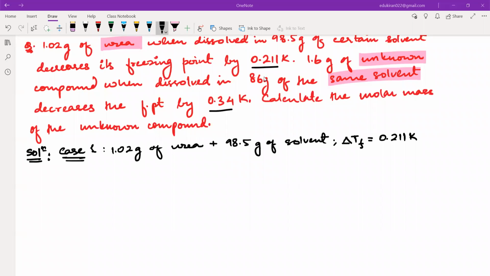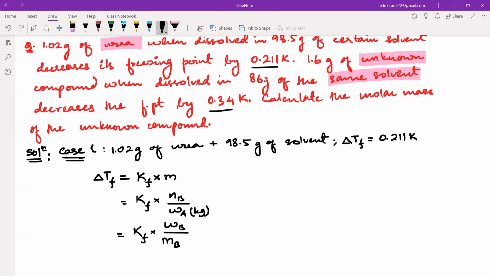Now, see, in the first case, they have given us 1.02 gram of urea plus 98.5 gram of solvent, and the delta Tf is 0.211. From this information, what can I calculate? What is delta Tf equal to? Kf into molality, small m. Now we can also write Kf into the number of moles of solute divided by mass of solvent in kg. Furthermore, I can write this as Kf into Wb upon the molar mass of solute into the mass of solvent in kg.